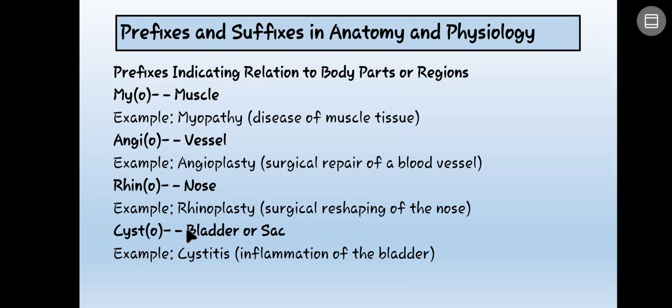Now, cysto. Cysto is bladder or sac. For example, cystitis. If you see cyst, we are referring to something in relation to the bladder. Itis, when it ends any word in anatomy, means there is an inflammation of the prefix or the beginning word. So cystitis, by virtue of the fact that we have itis, means inflammation of the bladder. Cyst or cysto means in relation to a bladder or sac. Cystitis means inflammation of the bladder.